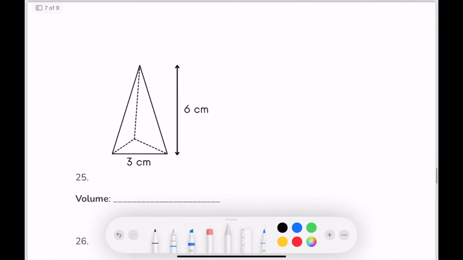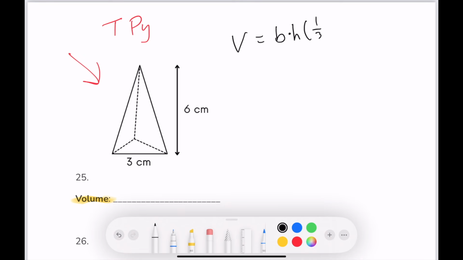Problem number 25. This is a triangular pyramid, and it looks like they are asking us for the volume. Volume is always for three-dimensional objects, and the volume for a triangular pyramid is base times height times 1/3. So we have the base, 3 centimeters, times the height, 6 centimeters, multiplied by 1/3.